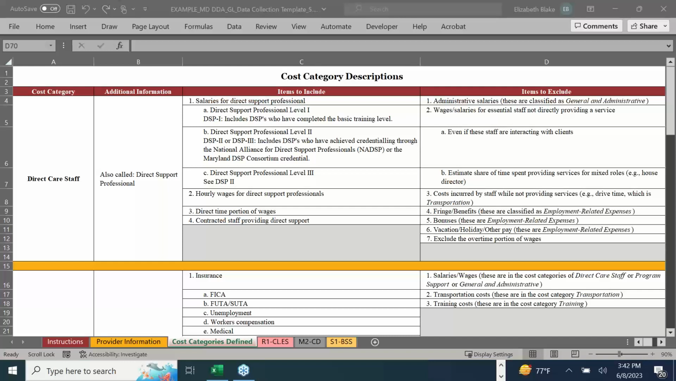And here's a question for Hilltop. On the provider information tab, we have to indicate the number of DSPs at each level. That number will change throughout the year as people complete more training. Do we report the number at the end of the year or an average throughout the year, or is there some other date or method of measurement?